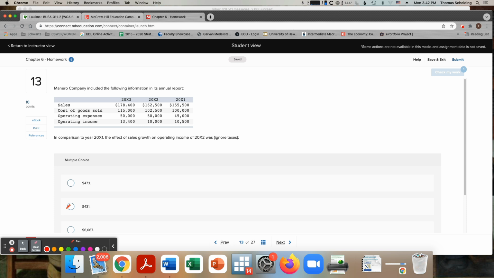So this one's a little bit tougher to solve for. We need to find the effect of sales growth. The first thing we need to do is calculate the operating margin. That's my 10,500 operating income divided by my sales, 155,500. So I'm taking 10,500 divided by 155,500, and that gets me an operating margin of 0.067524.